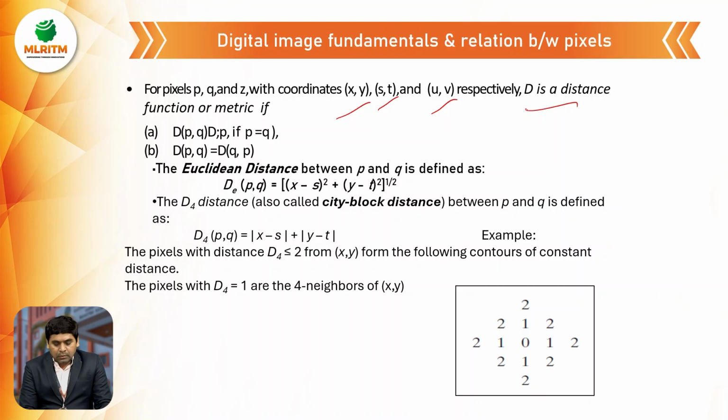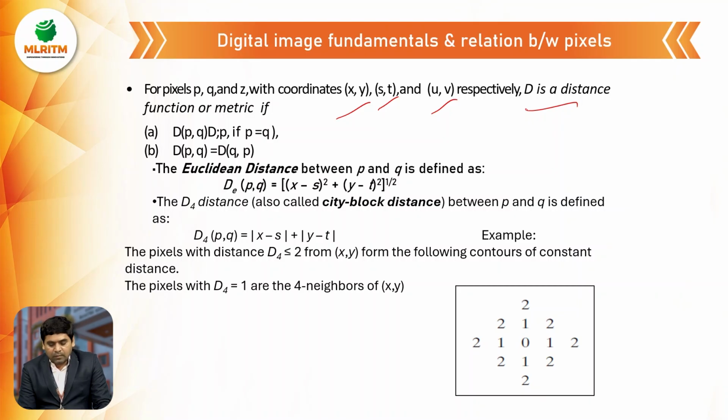So if p is equal to q, there is no distance. P equal to Q, no distance. It is one property. And distance P comma Q is equal to distance Q comma P. Both distances are the same, P comma Q or Q comma P. We can prove this with some formulas.